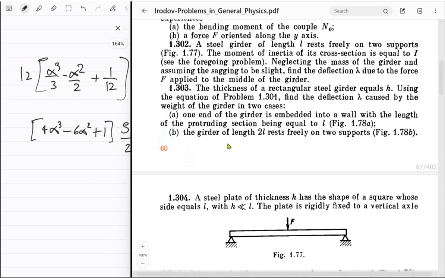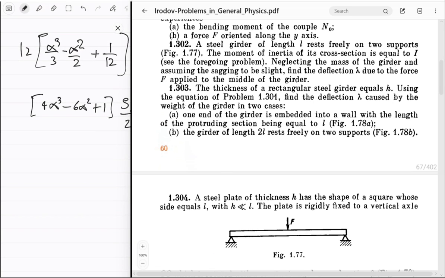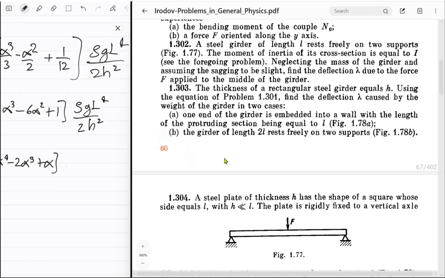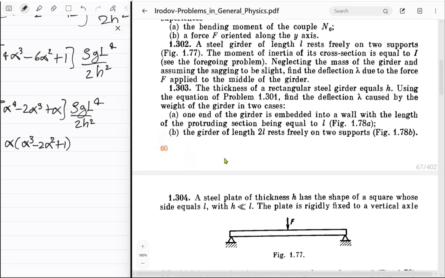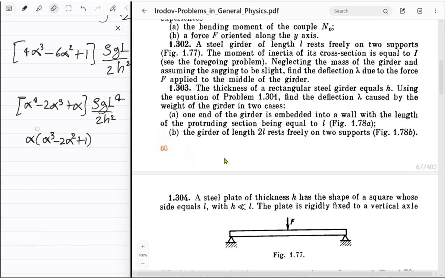So our y value is actually going to be what? At alpha equal to 0, it's just 0, right? That's awesome. That's one thing that will never change, because that's one of the supports that we're taking as x equal to 0, or alpha equal to 0. So just integrate this thing: alpha power 4 minus 2 alpha cubed plus alpha, times rho g L power 4 upon 2h squared. Take that alpha out, it's alpha times alpha cube minus 2 alpha square plus 1. Interesting. And then L alpha will just be x.